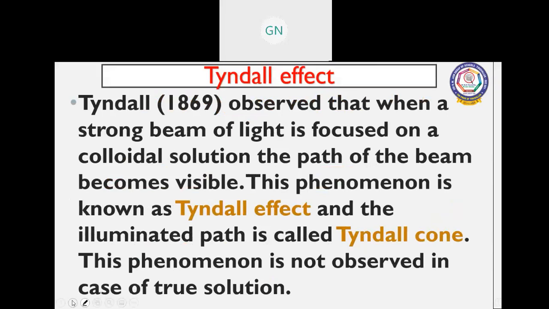The next one is Tyndall effect. Tyndall, a scientist, observed in 1869 that when a strong beam of light is focused on a colloidal solution, the path of the beam becomes visible. This phenomenon is known as Tyndall effect, and this illuminated path is called Tyndall cone. This phenomenon is not observed in the case of a true solution. So, because of the particle size, only the colloidal solution shows Brownian movement and Tyndall effect.